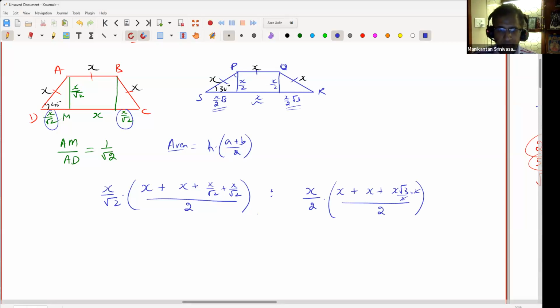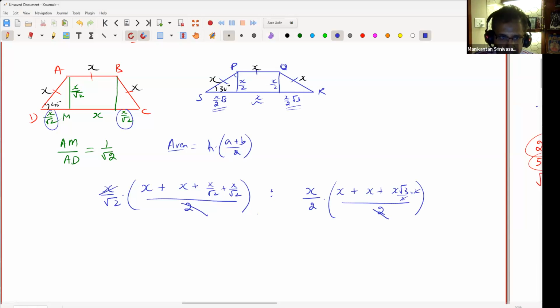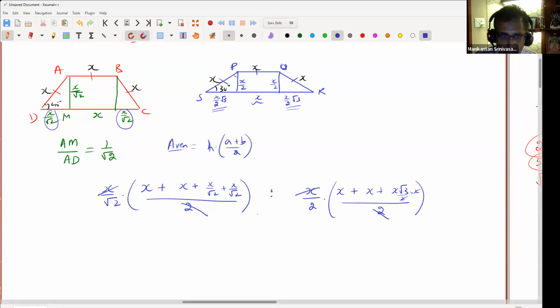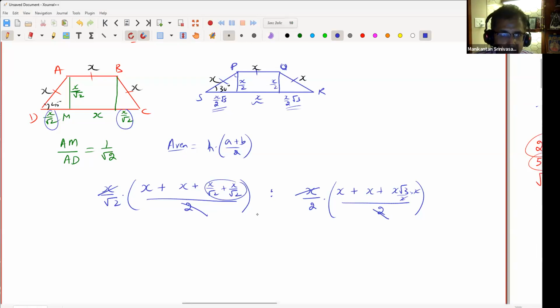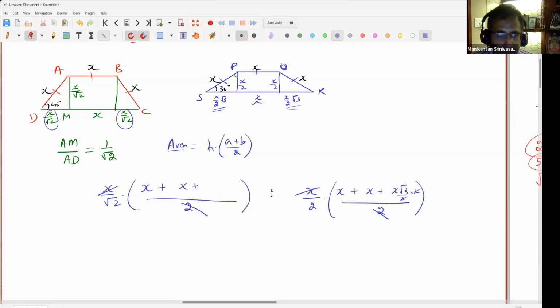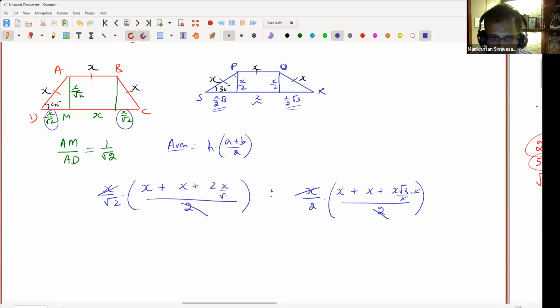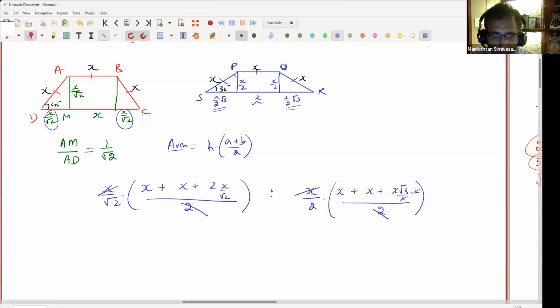Okay. So now we can just try to cancel off unnecessary stuff. This 2 cancels off with this 2. This x cancels off with this x. And this x by root 2 plus x by root 2 is nothing but 2 times x by root 2. So I'll replace this with 2 times x by root 2. 2 times x by root 2 can be further written as x root 2.